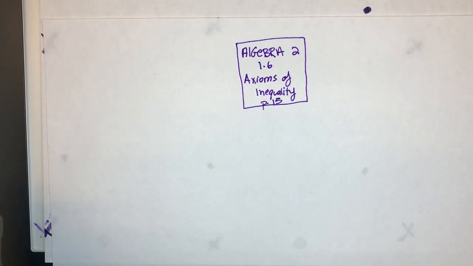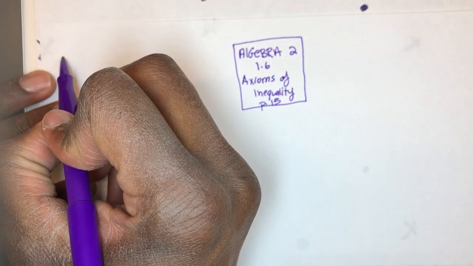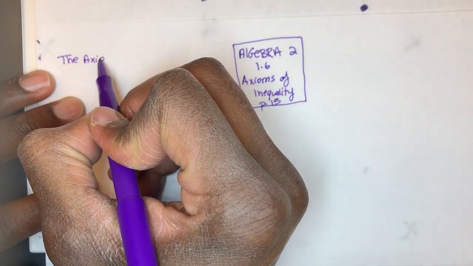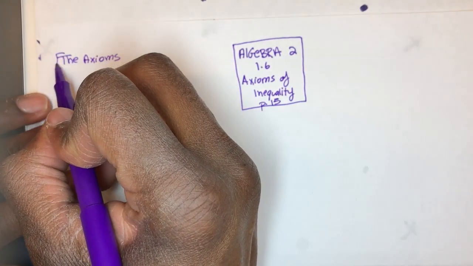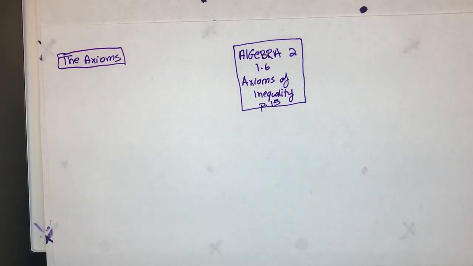This is Algebra 2, Axioms of Inequality, lesson 1.6, which you can find on page 15 of your book. Now we're just going to talk about strictly the axioms themselves. Remember, an axiom is just a rule that can't be disputed, it's just a law. So here are the mathematical laws, or the rules for the inequalities. You already know the ones for equalities: substitution, transitive property, and so on. We're going to do the axioms of inequality, things that are not equal.